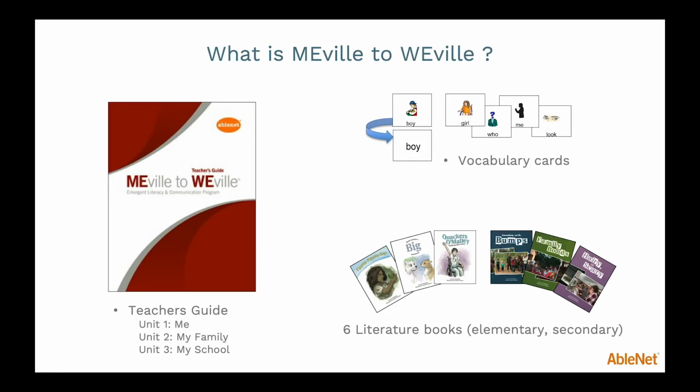For example, in Unit 1, Me, students identify basic feelings in the elementary book, Tippity Tippity Tap. In the secondary book, Smoothing Out the Bumps, students identify basic feelings but also learn ways to cope with them. In another example, in Unit 3, My School, students are taught how to research an animal. This theme has been written into the literature books.